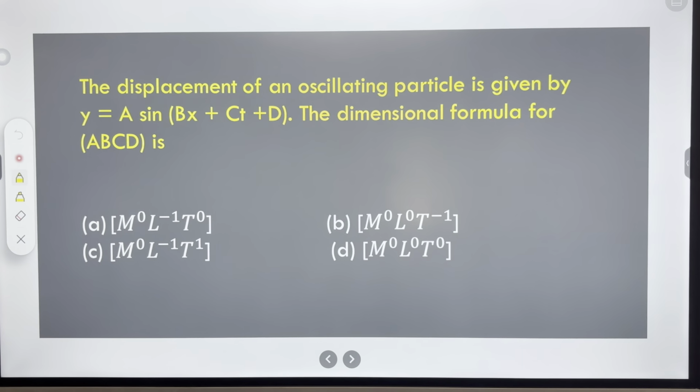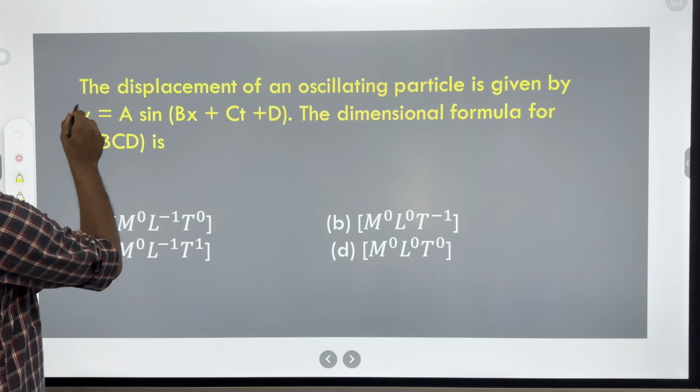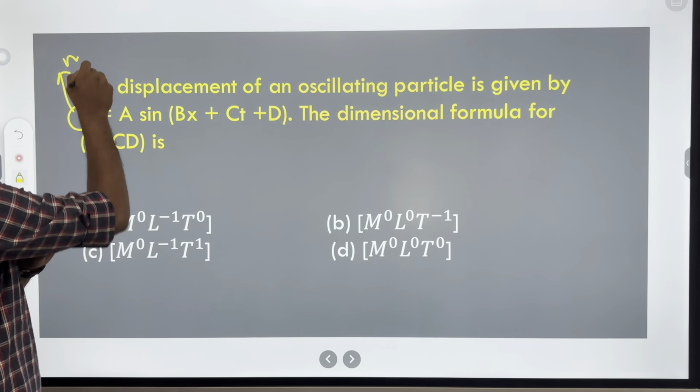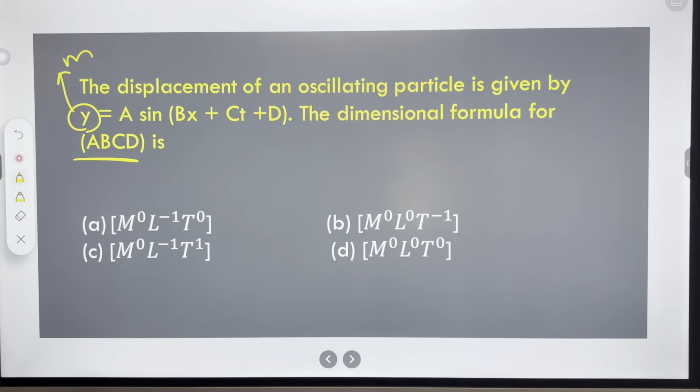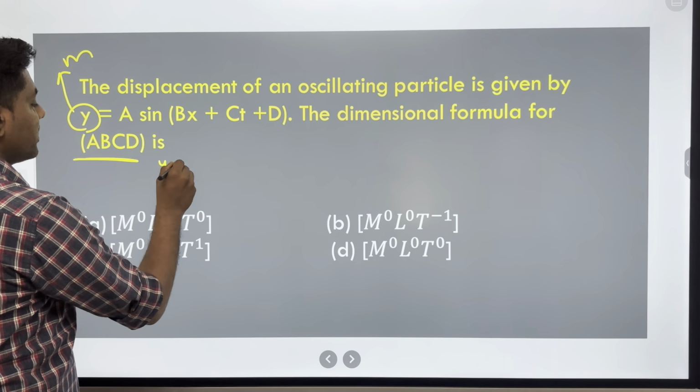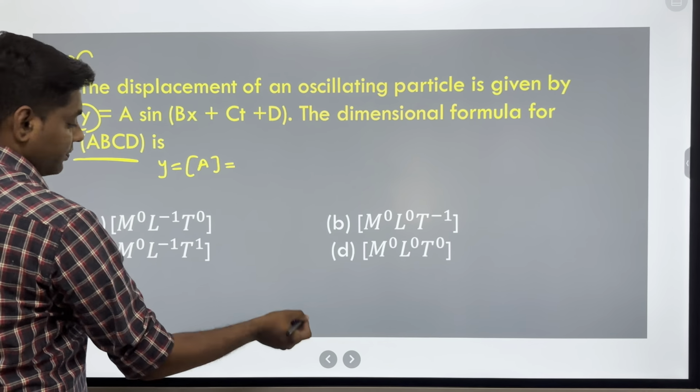Next, the displacement of an oscillating particle is given by this formula, where y is the displacement, having unit meter. We have to calculate the dimension formula for A, B, C, D. So for comparison we can conclude that the y dimension is exactly equal to the A dimension.